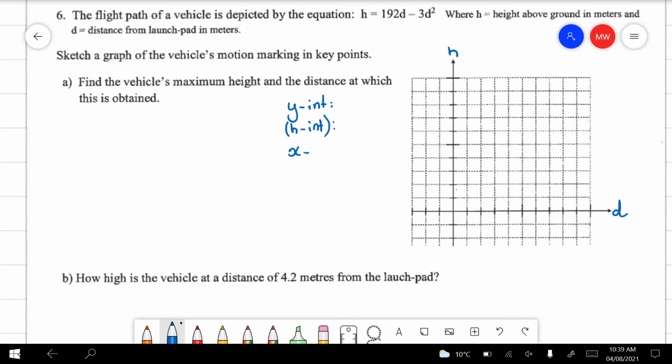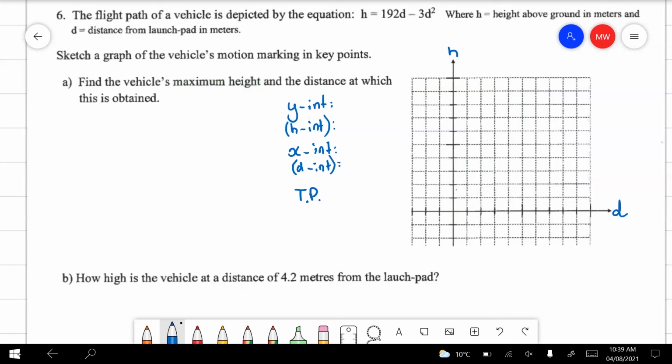We're going to have x-intercepts, which technically this time are actually going to be d-intercepts. And we're going to have a turning point. Now the question doesn't look like it's asking for that, but it's asking for the maximum height, okay? That's just simply a turning point. So obviously this is going to travel up and down, and just here is going to be its maximum height, which is also its turning point. So we're not really doing anything new here.